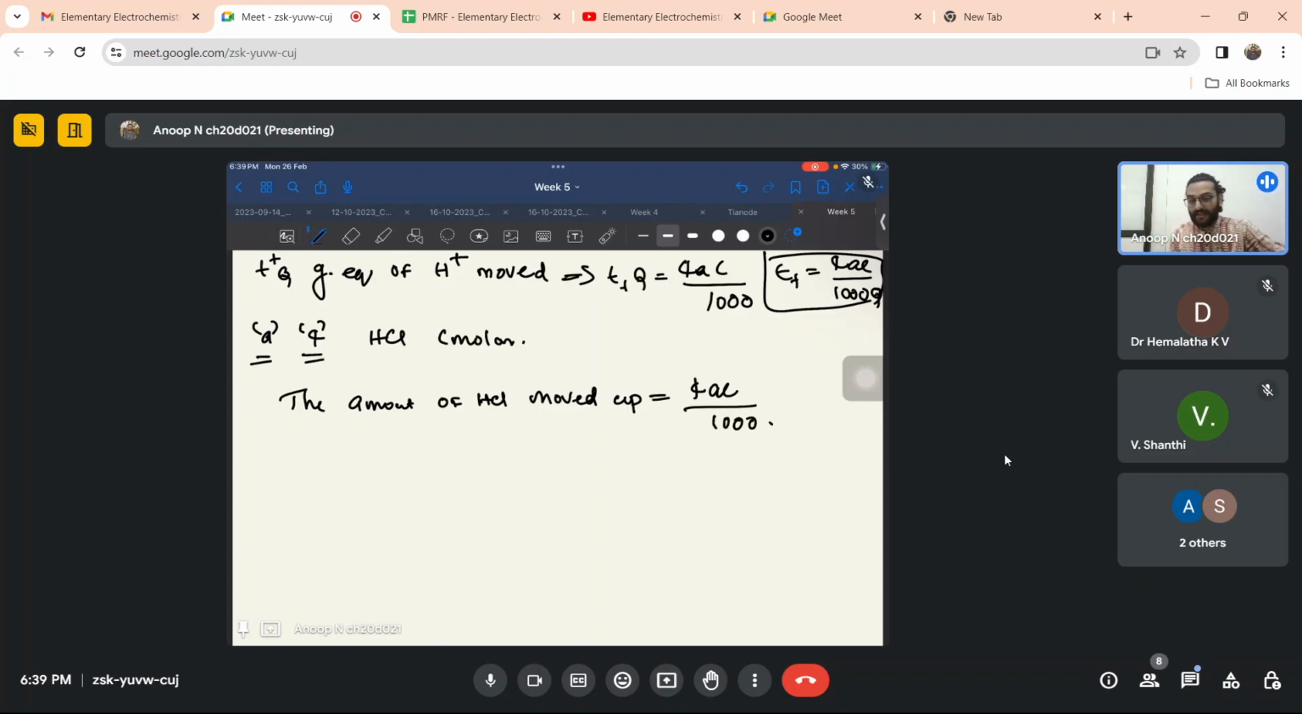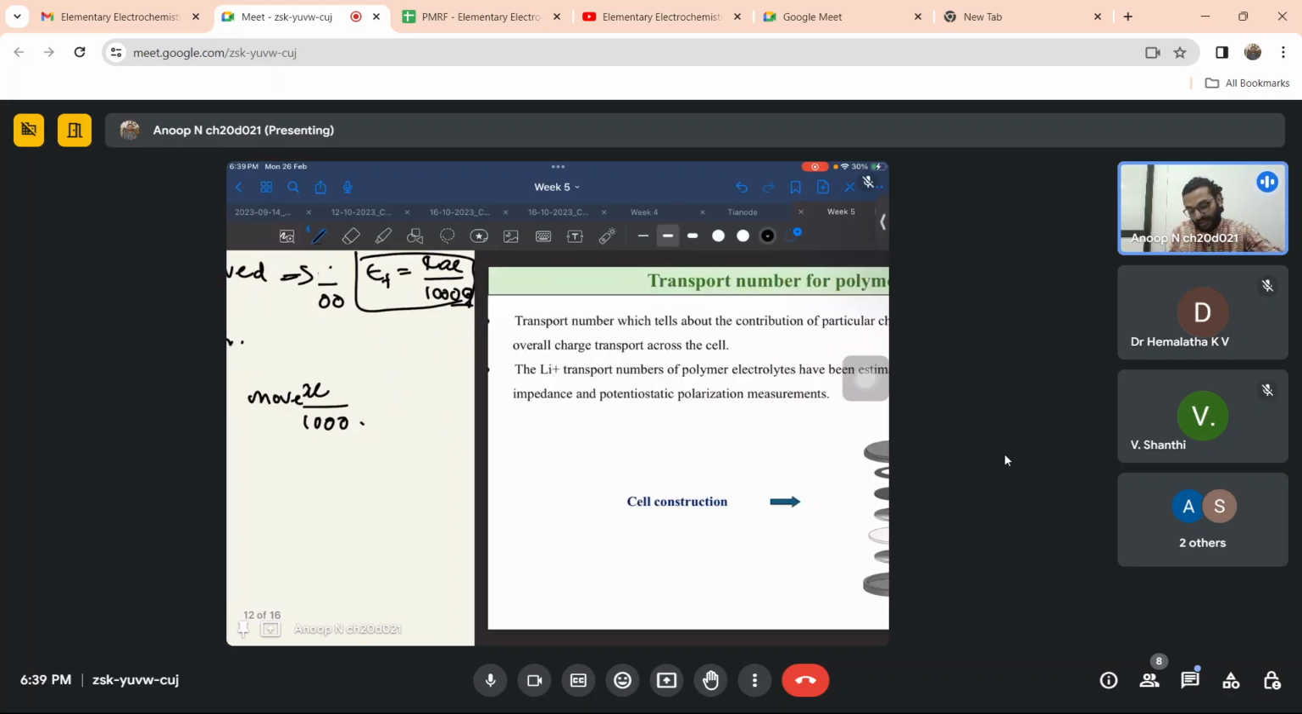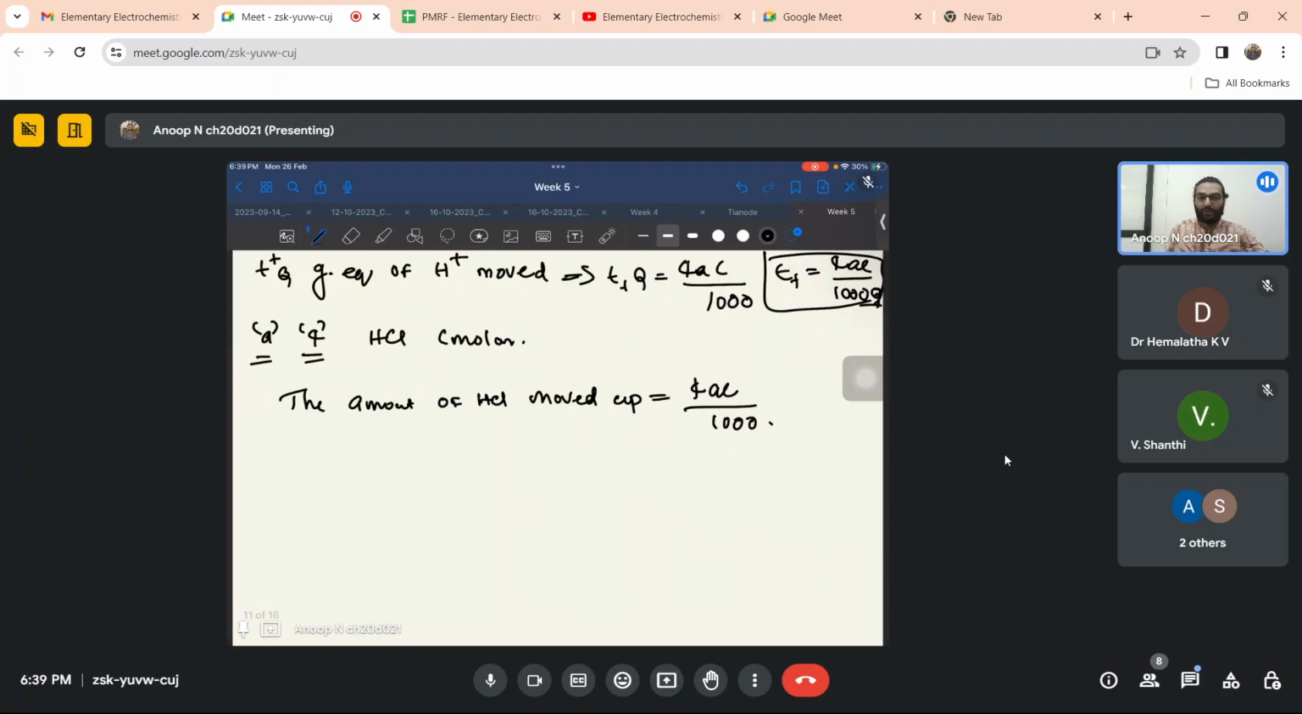So this is the way the transport number is calculated. This is a direct, straightforward equation also: the transport number is equal to LAC divided by 1000 cube. So these two methods are clear. I just want to give you a flavor. I am going a little faster in this region because you have all seen this portion in the classes.